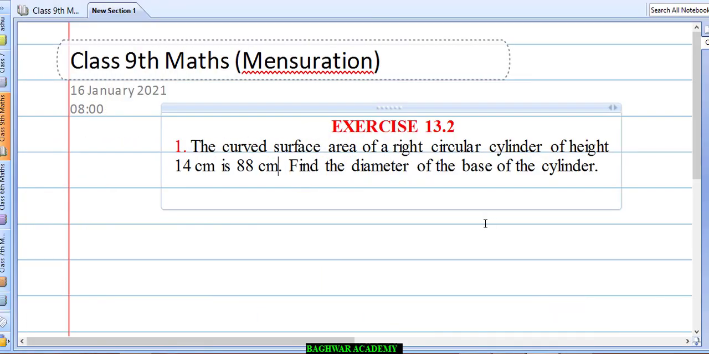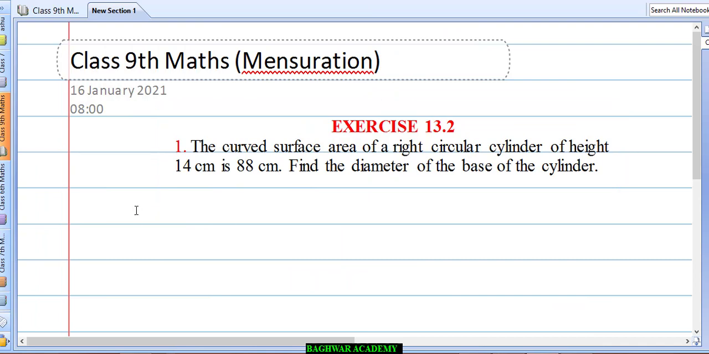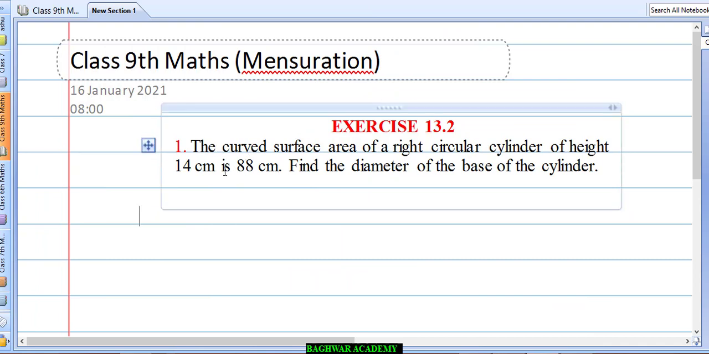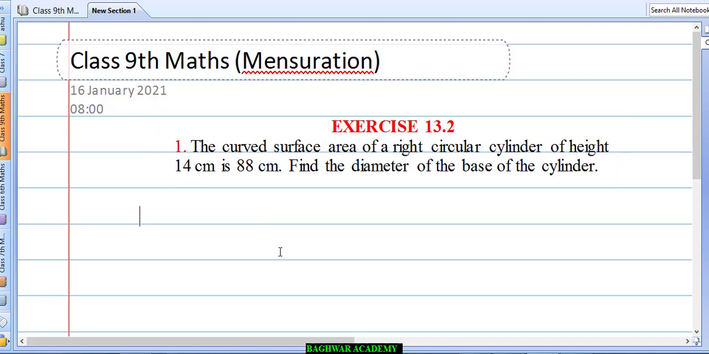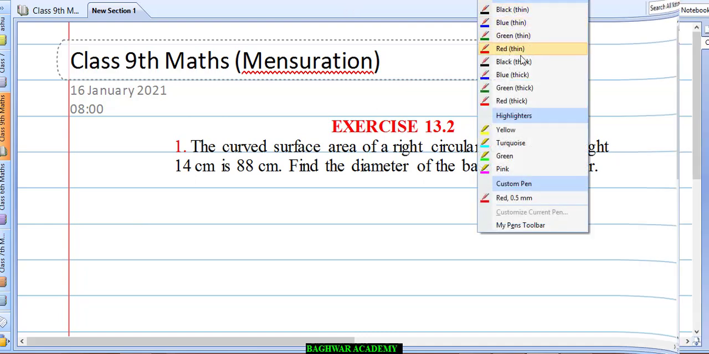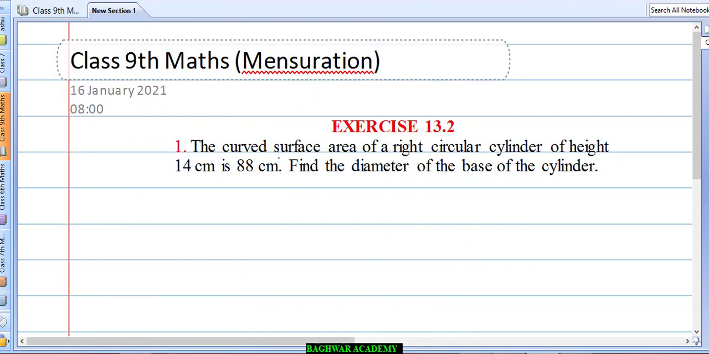Here in exercise 13.2 we have the first question. The curved surface area of a right circular cylinder of height 14 centimeter is 88 centimeters square. So it should be centimeters square. Again, the curved surface area of a right circular cylinder of height 14 centimeter is 88 centimeters square. Find the diameter of the base of the cylinder. We need to find out the diameter of the base of the cylinder. So how will we solve it? Just see.